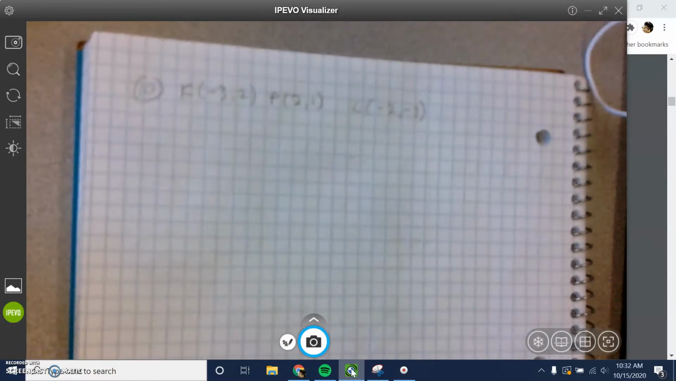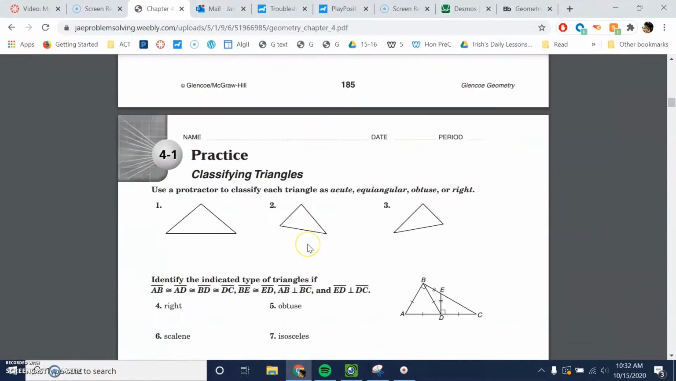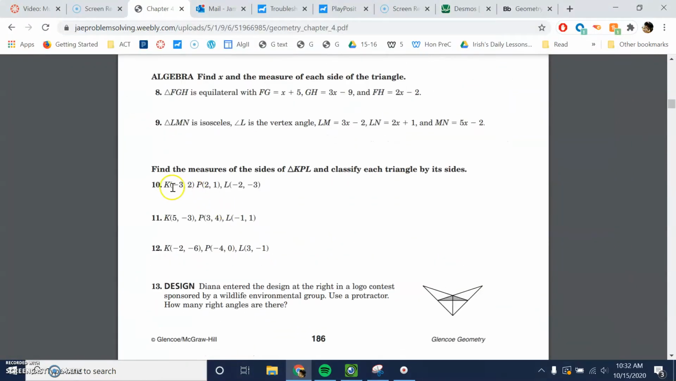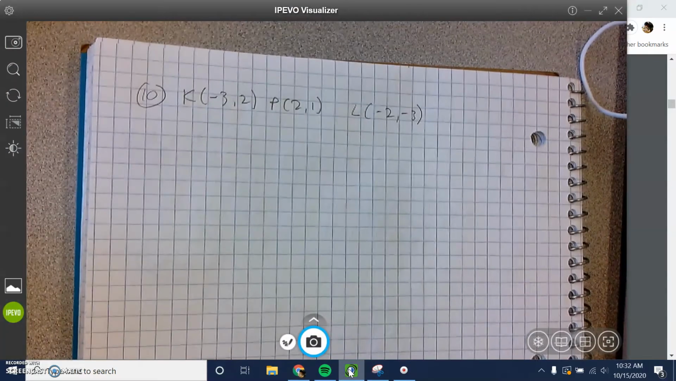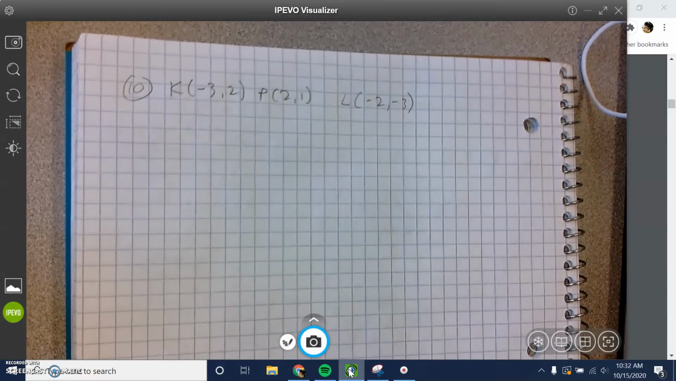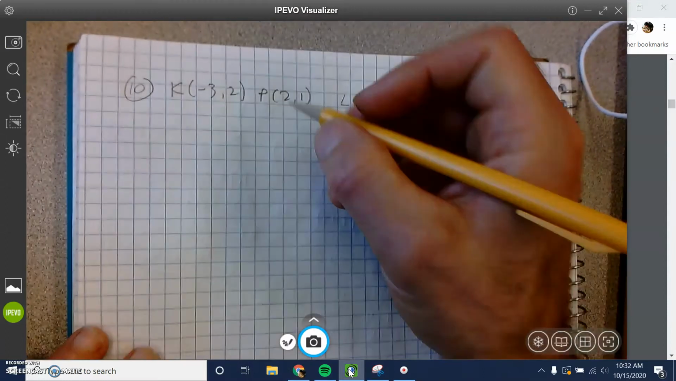Try 10 on this page here. So 10, 11. 10, 11. So we got KPL. Go ahead and put it in your notes like this and try it. Go. What kind of triangle is that? All right, see if you got it.